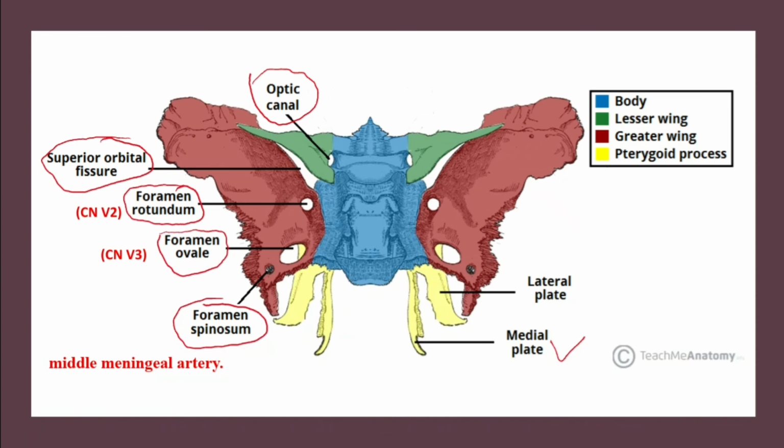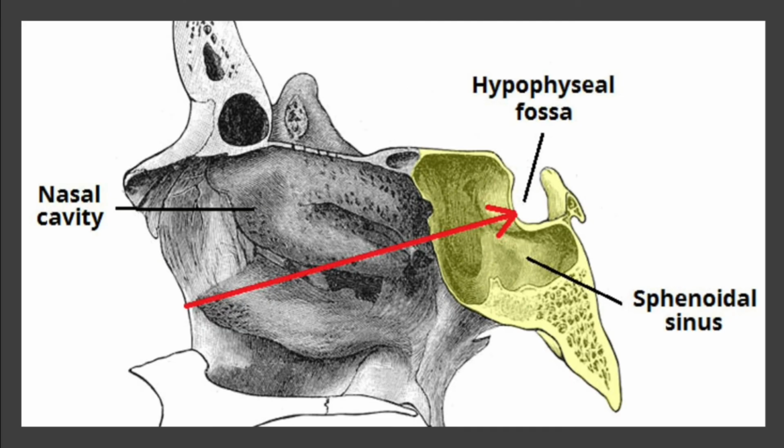All right, you can see pterygoid processes, the medial plate and the lateral plate. All right, so this is how it looks on the medial section, and this red line is just to appreciate the relationship with the pituitary gland, because it will be here. So this bone is very important, because that's where the pituitary gland is lodged, right?